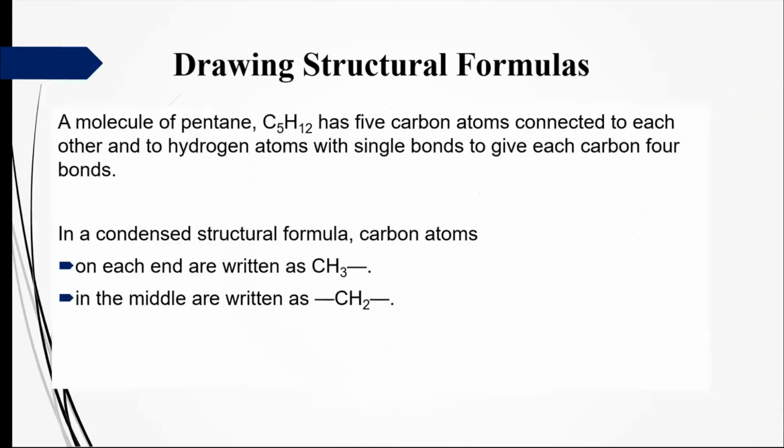So we're going to practice drawing some of those structural formulas. So our first one that we're going to look at is a molecule of pentane. So pentane has 5 carbon atoms connected to each other and hydrogens with single bonds connected to each. So if we wanted to draw that out, our expanded structural formula would look like this. And we would have to fill in the number of hydrogens that each of those carbons can fit.